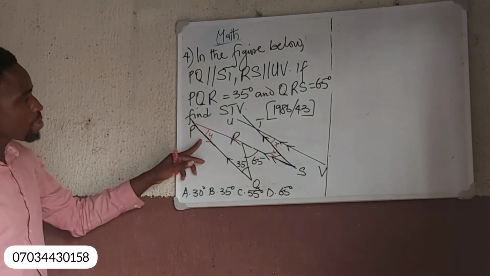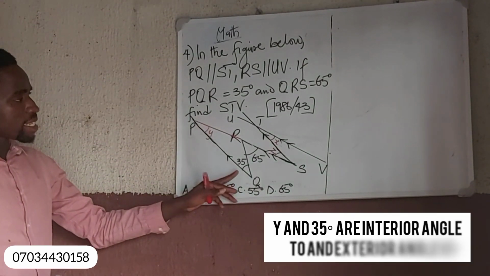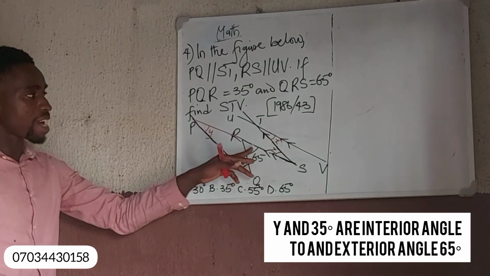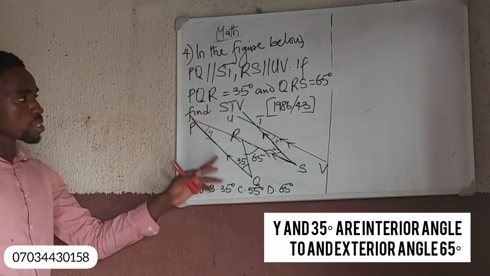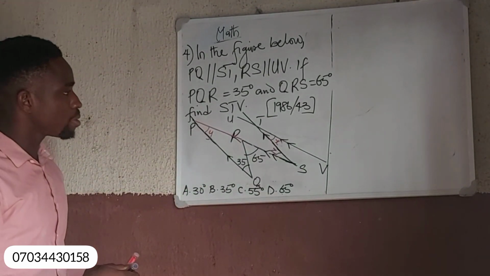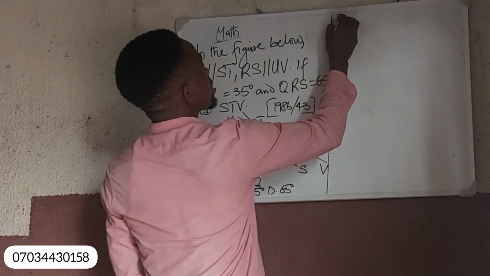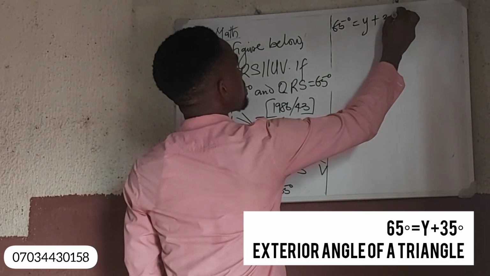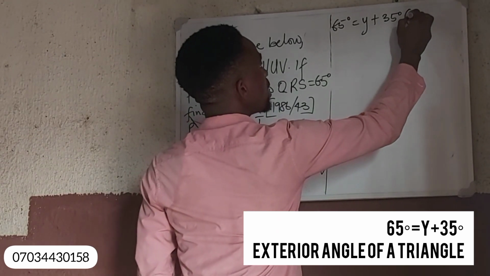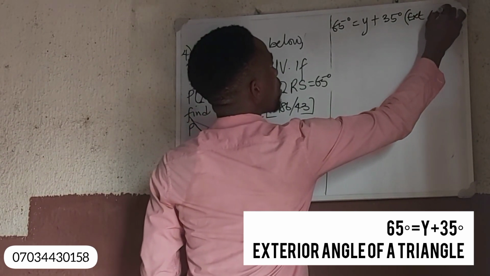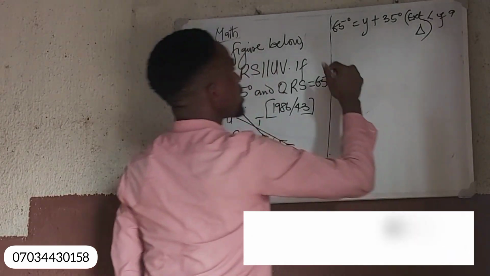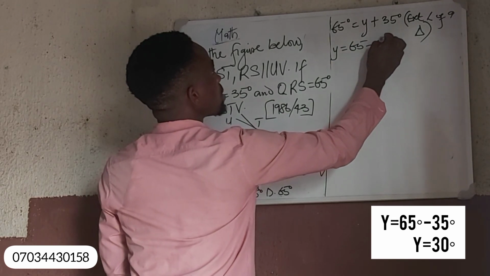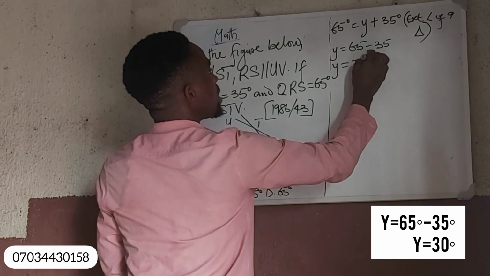So how do we find Y? Y and 35 are interior angles to an exterior angle 65, right? 65 is the exterior angle to these two angles. So we put that down: 65 degrees is equal to Y plus 35 degrees. The reason is that this is the exterior angle of a triangle. So from here Y is equal to 65 minus 35, and Y is 30 degrees.